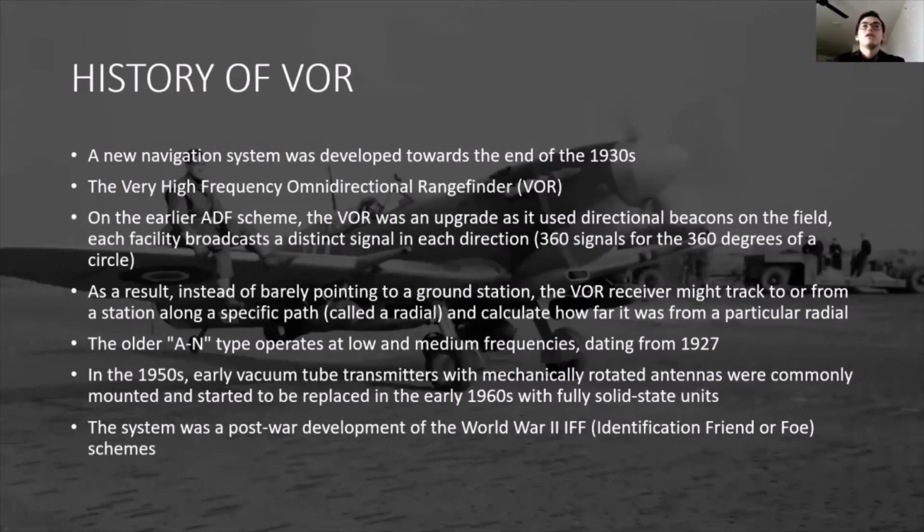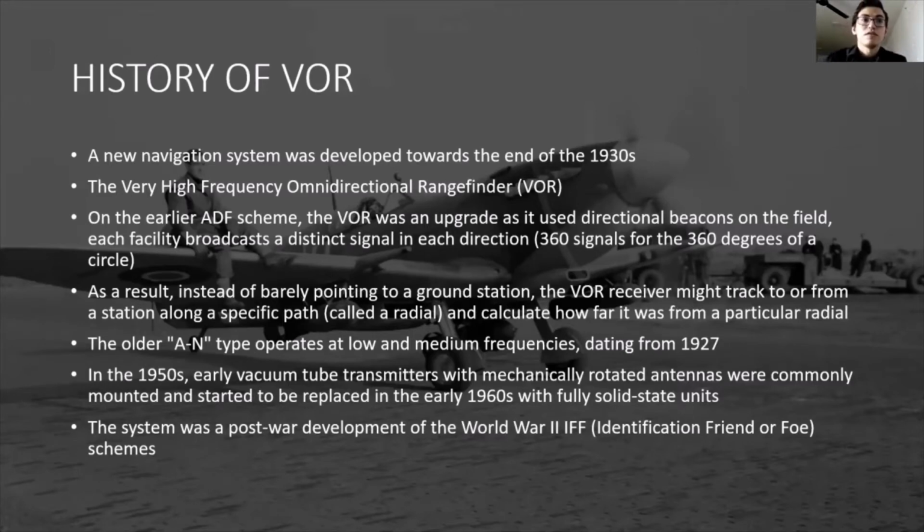Today we're going to talk about the history of VOR. It is a very high frequency omnidirectional range finder, or more commonly known as the VOR. On the previous automatic direction finder scheme, the VOR was an upgrade because it has directional beacons in the field, and each facility broadcasts a different signal in each direction. 360 signals for 360 degrees of a circle, so a signal for every degree, which leaves much less room for error.